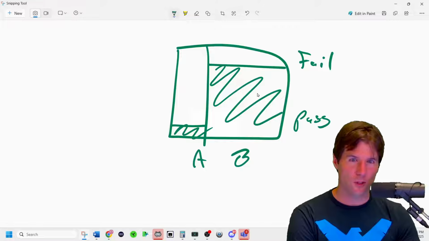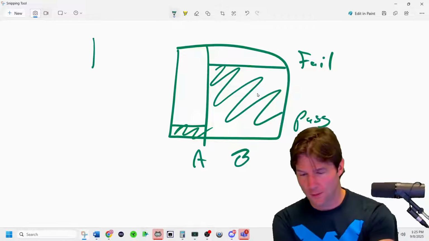So this is kind of like stacked bar charts. This is called a mosaic plot.